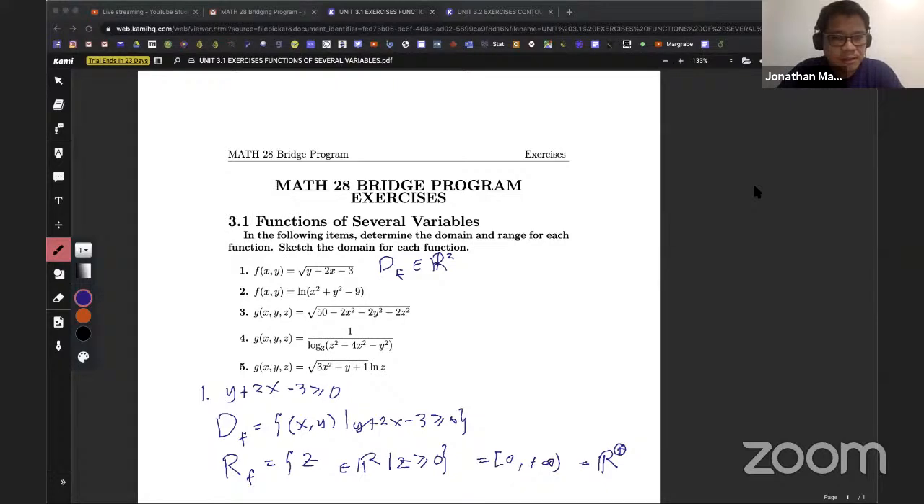Okay, may nagtanong kung pwede yung domain ay y plus 2x greater than or equal to 3. Yes, pwede siya. But just to be careful, the set should be the set of ordered pairs (x, y). Pero dito sa condition, instead of y plus 2x minus 3 greater than or equal to 0, pwede mo ring isulat as y plus 2x greater than or equal to 3. Okay? Doesn't matter.